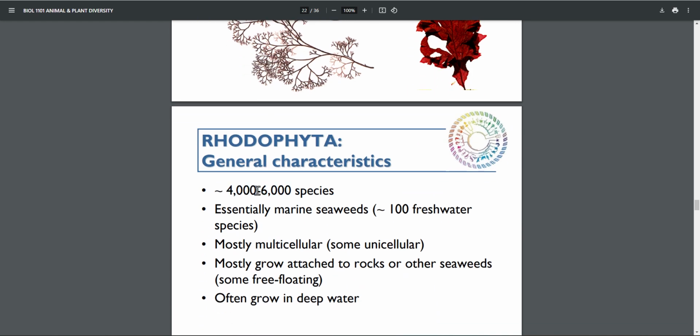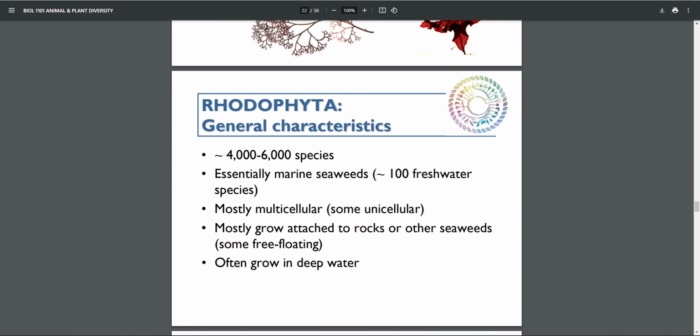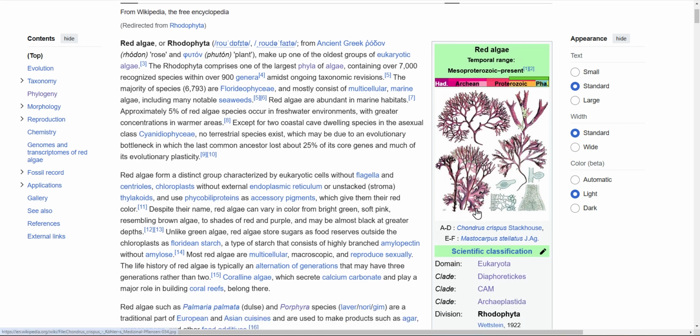So we have 4,000 to 6,000 species of them, mostly marine seaweeds with only a handful of freshwater species. Mostly multicellular, with some that are unicellular. They grow on rocks attached to other seaweeds. Some are free floating, and they often grow in deep water. But a little bit of a tidbit.